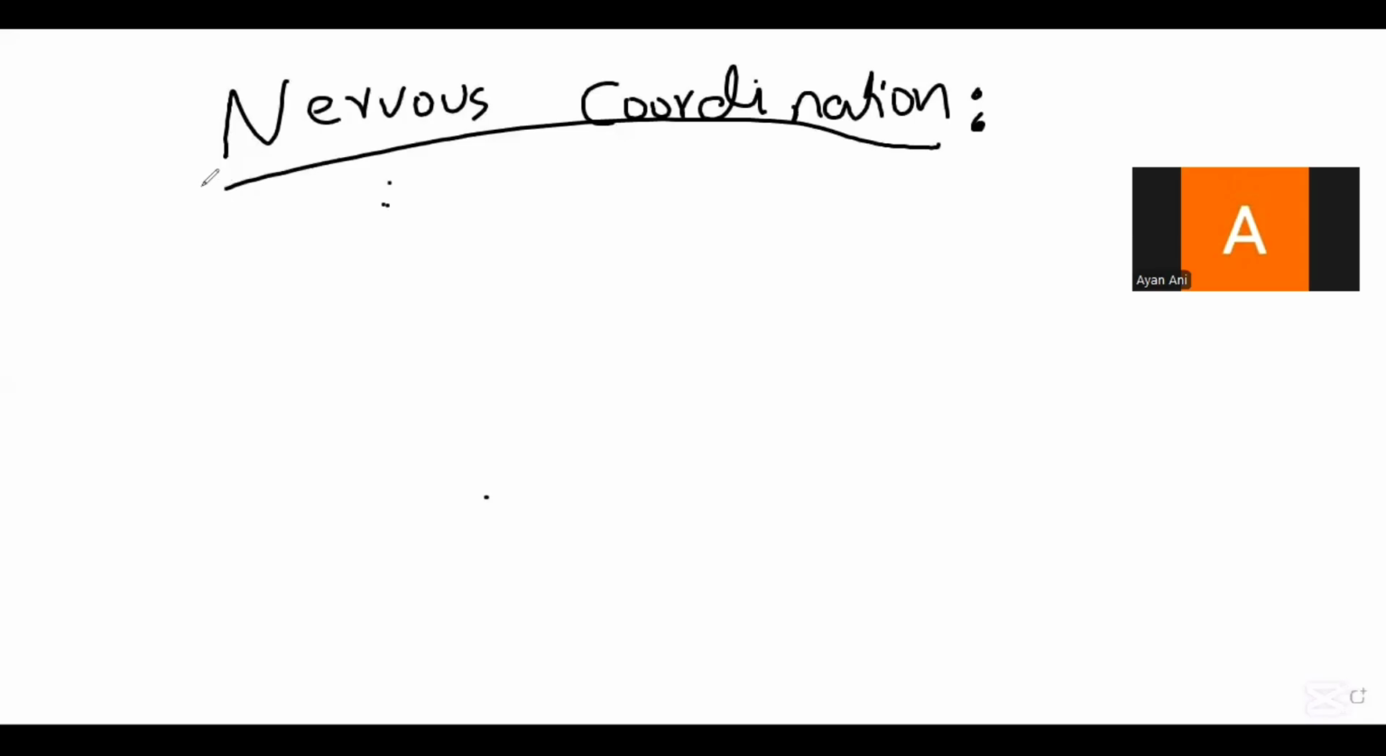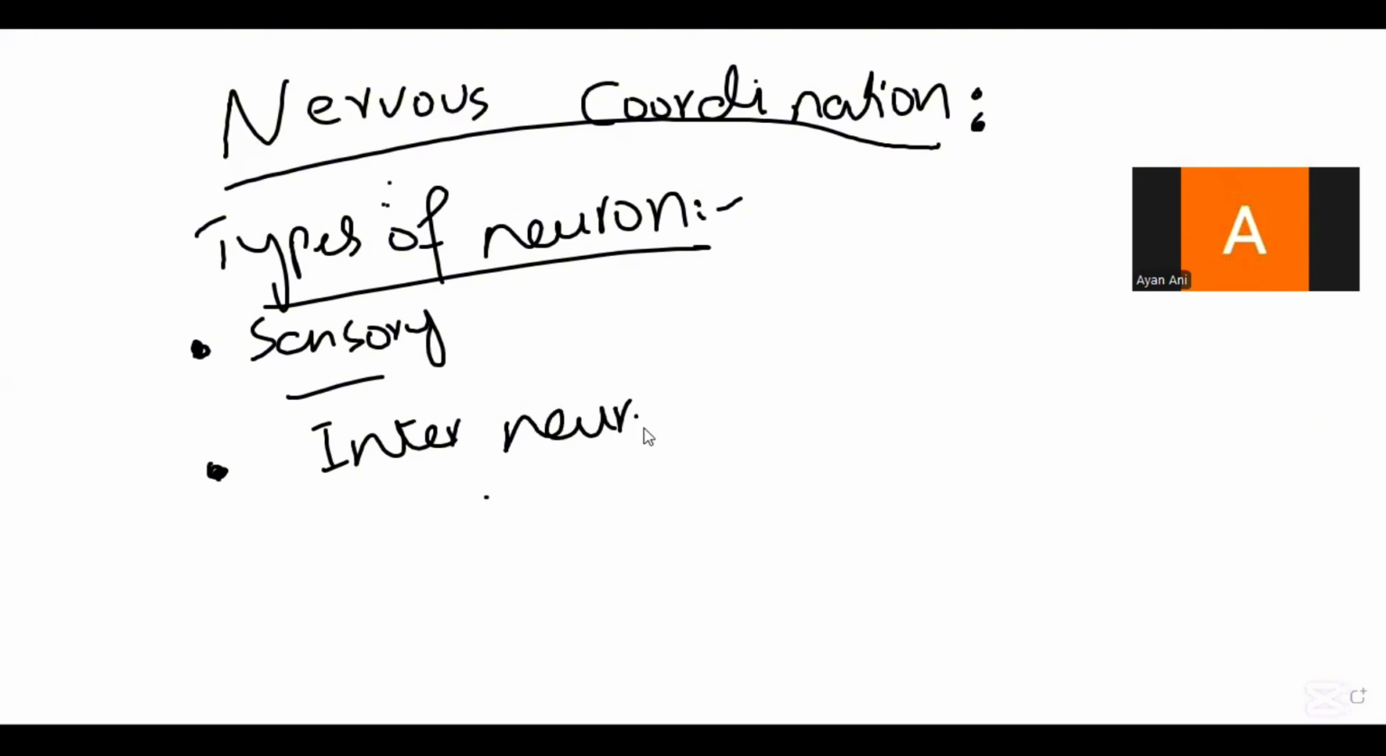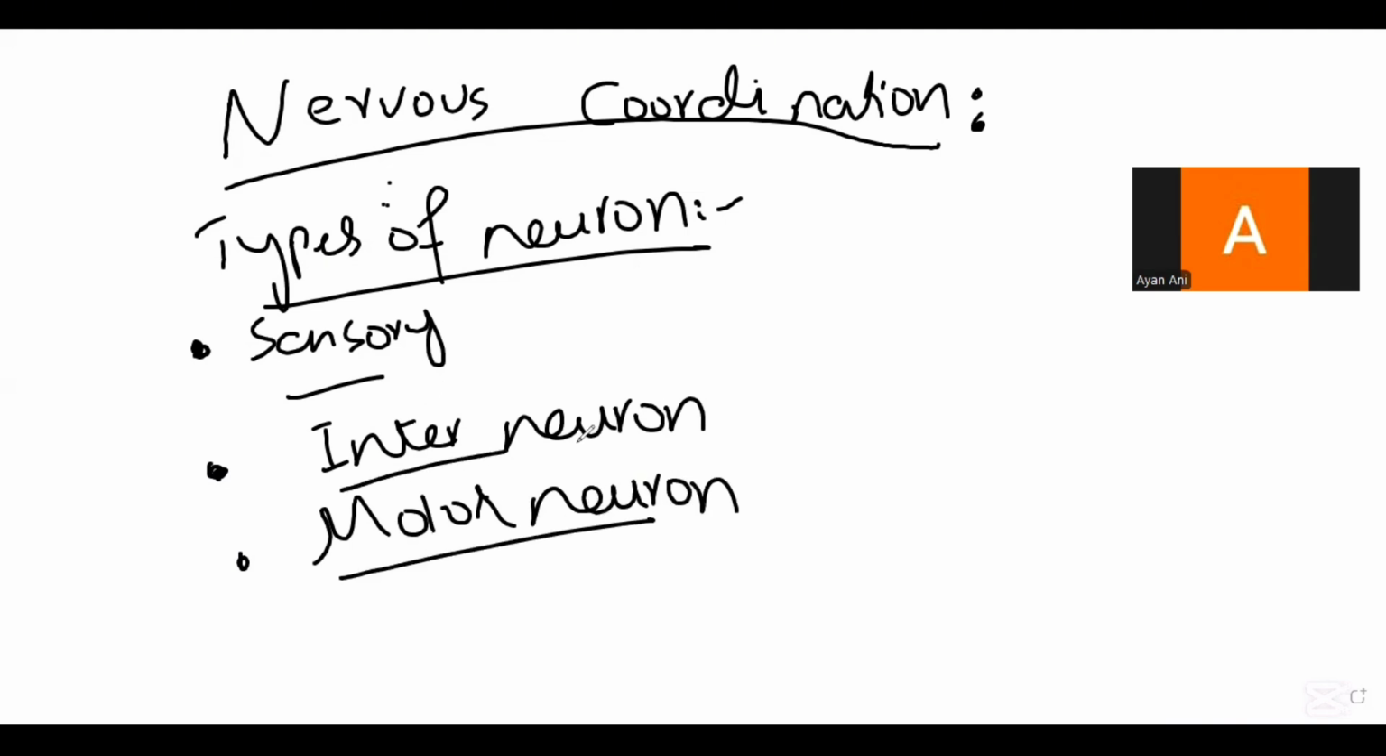Okay, so now continuing to the types of neurons. Based upon the transmission of nerve impulse, we have three basic types of neurons: the sensory neurons, the interneurons, and the motor neurons. Their function is pretty simple. Sensory neurons basically carry a nerve impulse from different sensory organs to the central nervous system.